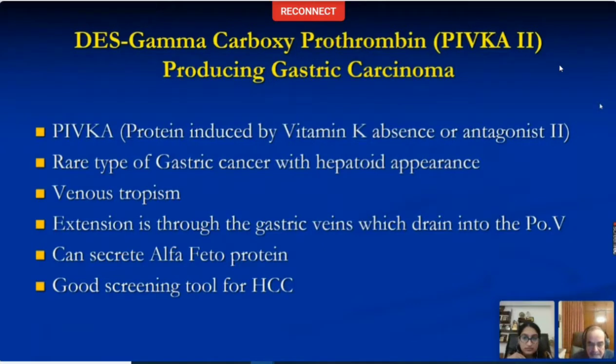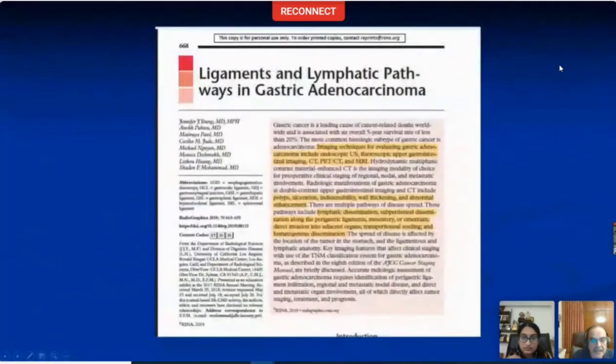As compared to this, the benign bland thrombus, which is quite a frequent occurrence incidentally in cirrhotic livers, does not produce luminal distension, does not show any enhancement, and will not show restriction on the diffusion weighted MR images. This is an excellent article published in Radiographics recently in 2019 on the spread of gastric cancer through the ligamentous and lymphatic pathways, and is certainly worth reading.